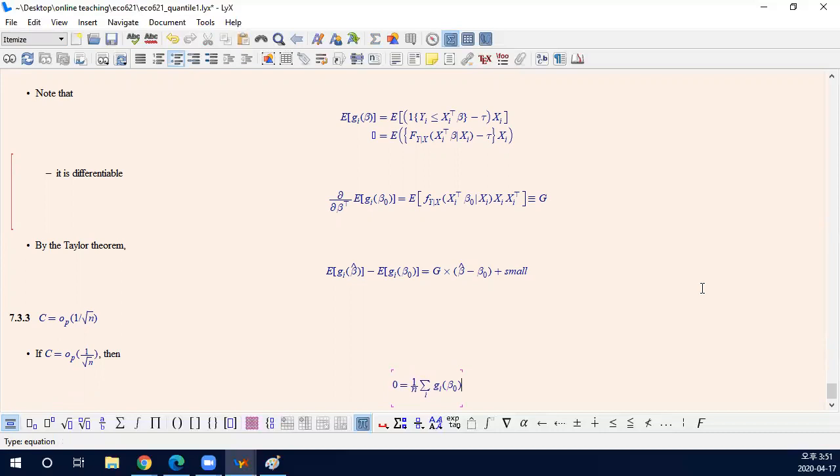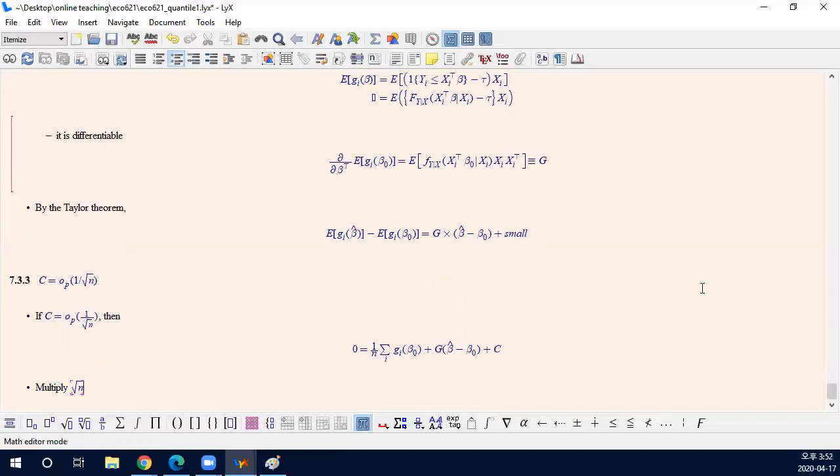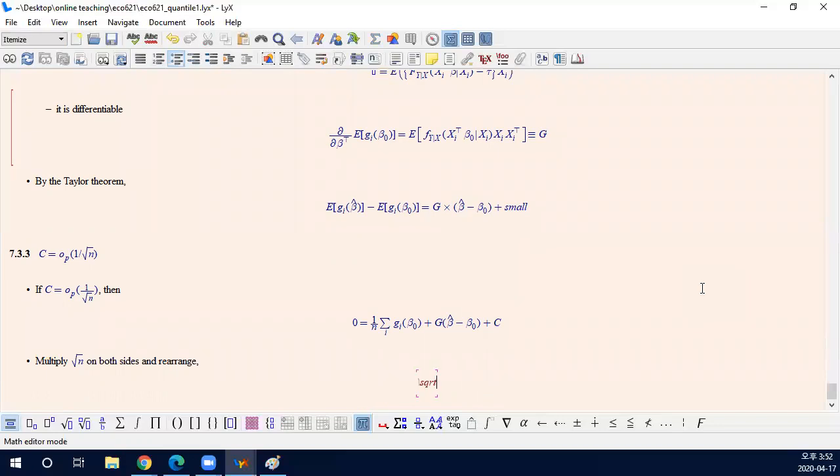This was a plus g. This was b plus c was what we had. Multiply square root n on both sides and rearrange to have square root n (beta hat minus beta 0) equals minus g inverse times square root n of a, minus g inverse times square root n of c. Does not matter. Here is minus again.